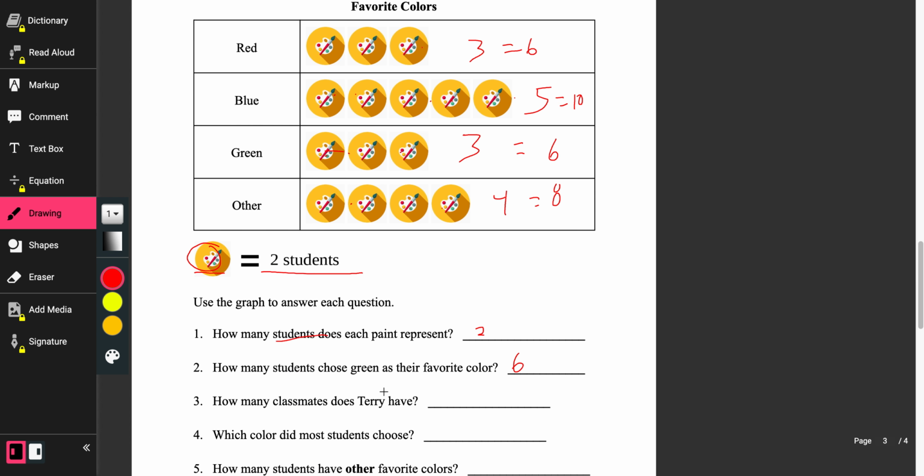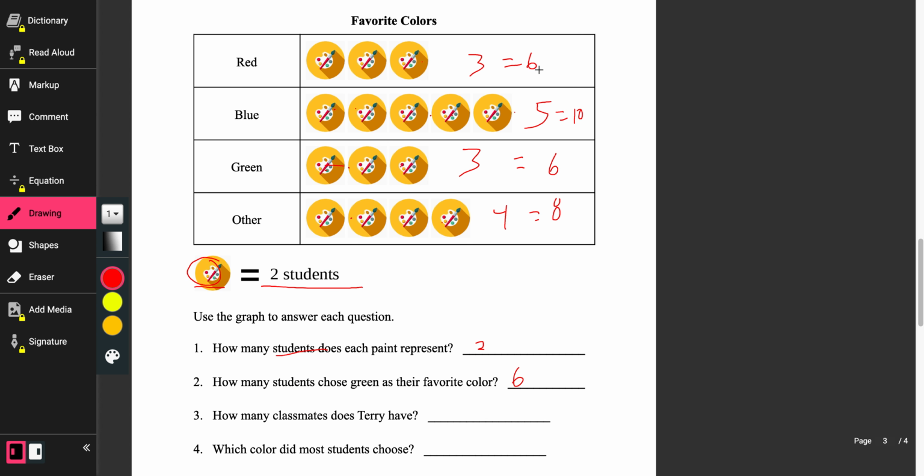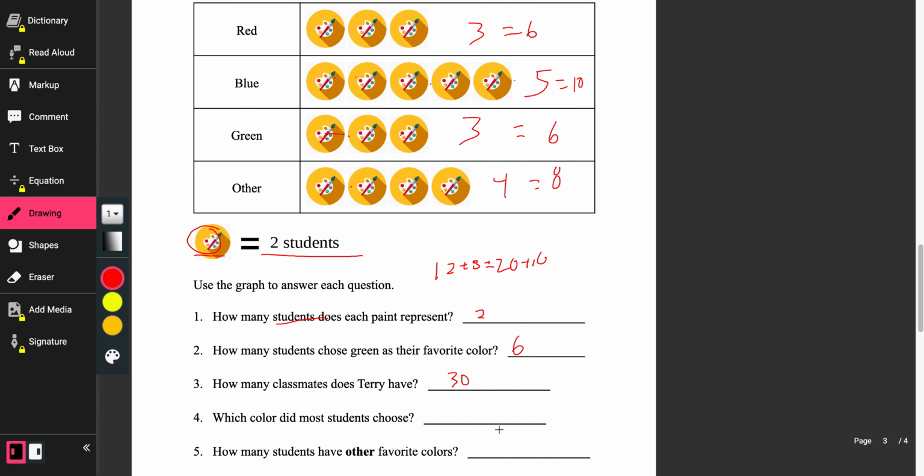So we have to count all of these, but since we have written down all the numbers, here they are. So 6, 10, 6, 8. So 6 plus 6, that's 12. 12 plus 8, that's 20. And 20 plus 10, that's going to be 30. So how many classmates does he have in total? 30. Okay. Let's just do 4 as the last one.